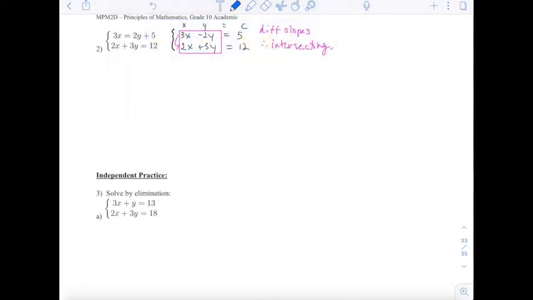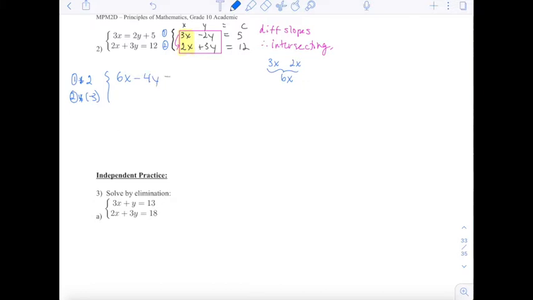So let's do elimination. Using my rearranged system, I'm going to choose to either eliminate x or y. Let's eliminate x. If I want to eliminate x from this system, I can see that the LCM between 3x and 2x is 6x. So what I want to do is develop additive inverses of 6x in this system. I'm going to take my first equation and multiply it by 2, and I'm going to take my second equation and multiply it by negative 3 to make one of them a negative term.